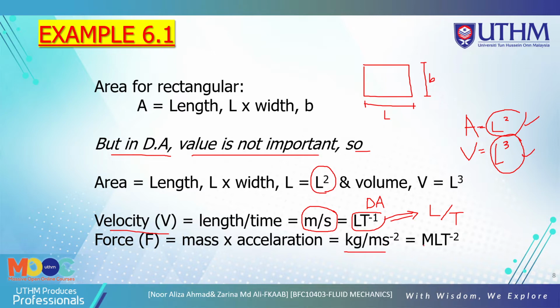Okay, so we just convert to dimensional analysis here. M is the mass, kg. And L, T squared, so kg per meter squared. So the mass times the acceleration, based on the unit here.